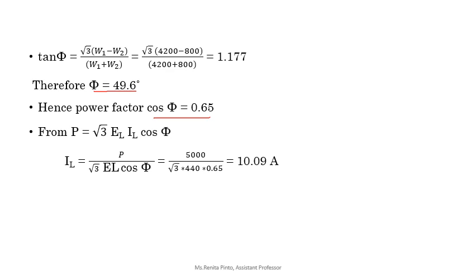Next you need to find out what is the current. Now how can you find out the current? Now you already know that we have got an equation P is equal to root 3 EL IL cos phi. Now power we have already found out in the previous slide. EL is already given. IL is the one which you need to find out. Cos phi we have found out already in the previous step. So you can directly find out what is IL from this power equation. So that is how you are going to substitute and find out the answer.